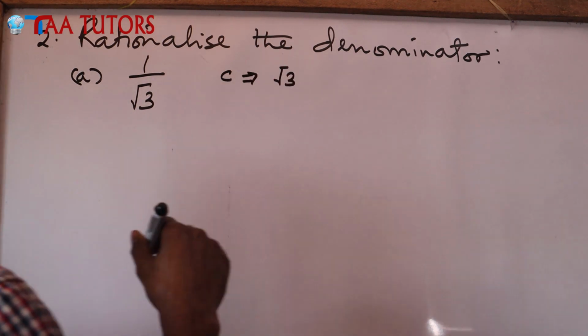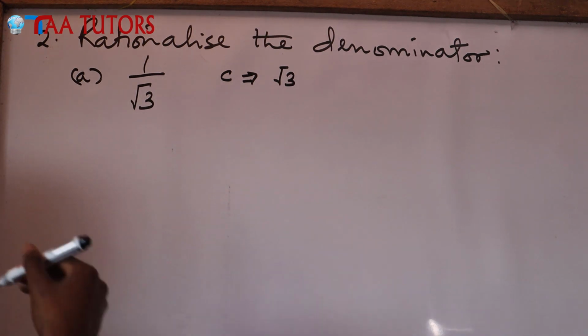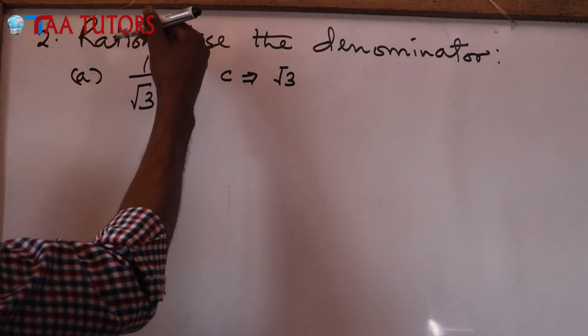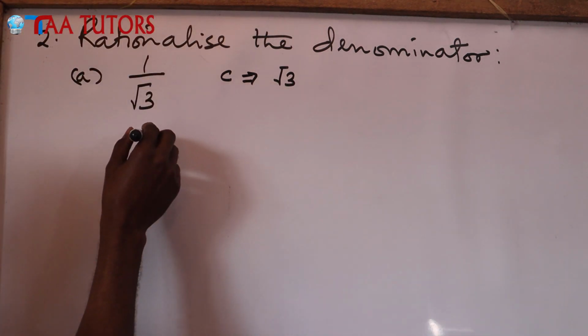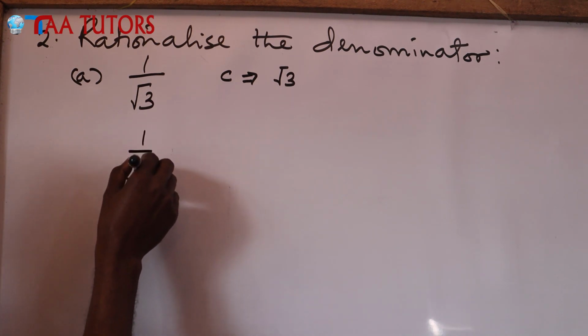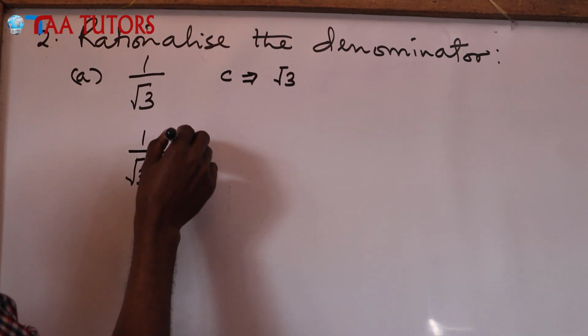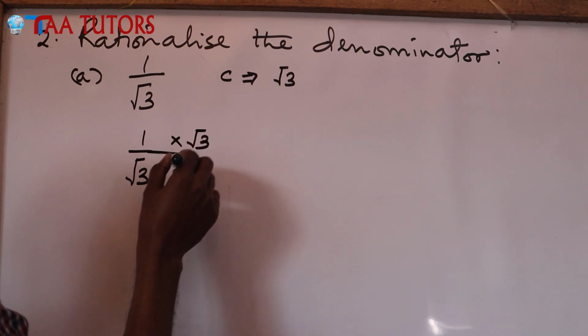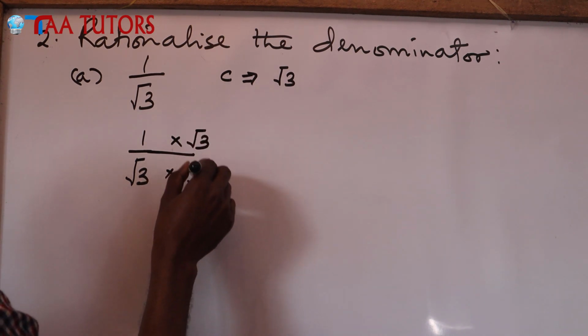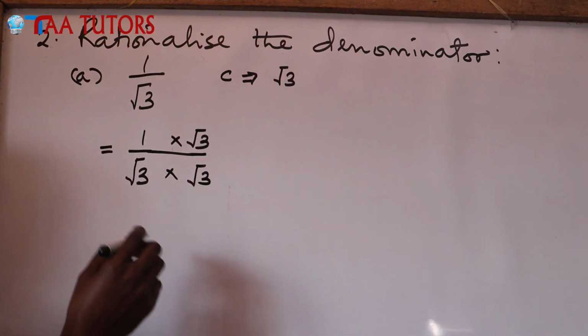So we say that if you have to rationalize the denominator, take this conjugate and multiply it by the numerator and also the denominator. So I'm going to say 1 over surd 3. But I know I have to multiply here by the conjugate, which is surd 3, and here by the conjugate, which is surd 3. So if I do that, let's see what is going to happen.